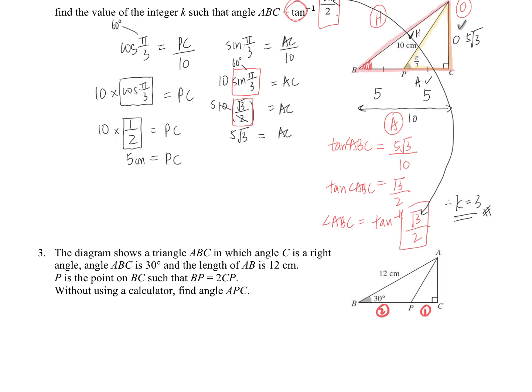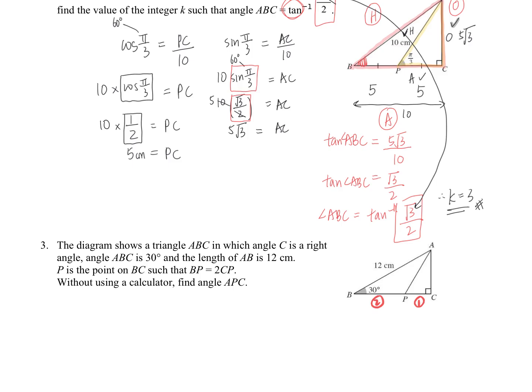So before I can start, I need to make sure I have this length. Without this length, I cannot move on. So first thing first, I need to refer to the big triangle now, because the info are all in the big triangle. So I refer to the big triangle. This one is 30 degrees. This is 12. And then my mission is to find the other 2 lengths.